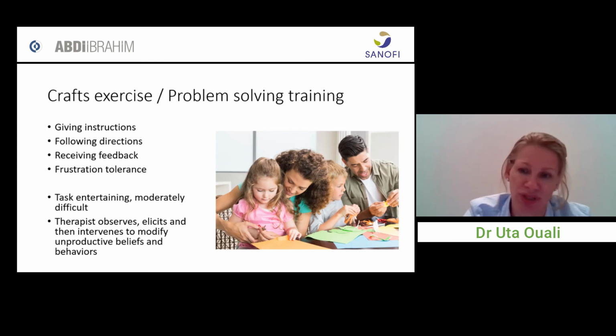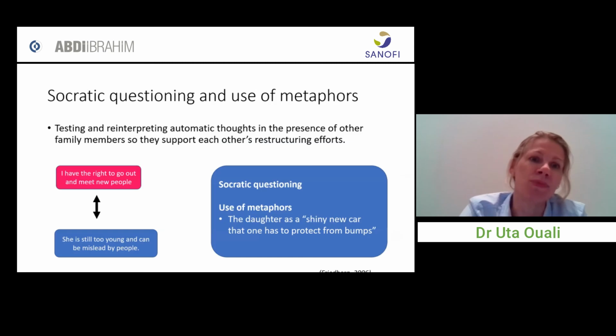And now, what would the family have to do? The parents would have to read the instructions, then give the instructions to the children. The children would have to follow the directions and receive feedback on how they are doing from the parents. And this would also give the therapist the possibility to observe the frustration tolerance from the parents as well as from the kids. But the therapist does not only observe, but he will elicit and then intervene to modify unproductive beliefs and behaviors. A more cognitive technique would be Socratic questioning and the use of metaphors.